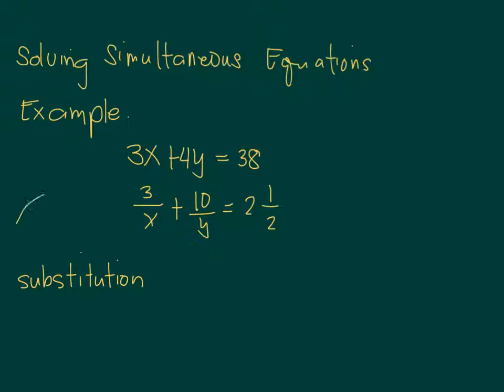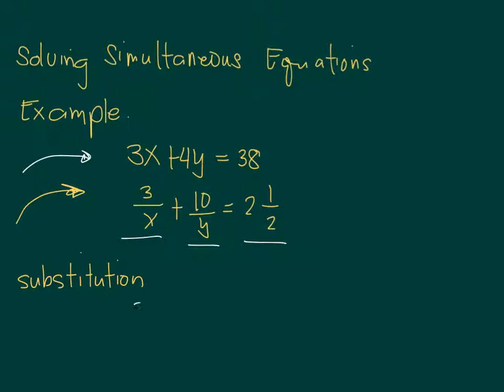Now, this is not a typical simultaneous equation because of the 3 over x and 10 over y. Even the other side has a mixed number. So what you can do first is simplify this equation so that it will look like the first one. When I say it will look like the first one, we try to eliminate the fractions involved in the second equation. So how do we do that?